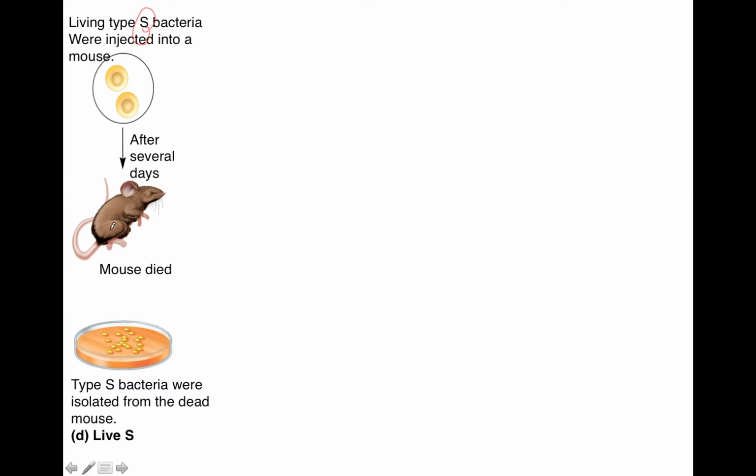If you take some blood samples from this mouse and culture the bacteria from it, you were able to recover some S bacteria, some smooth bacteria from this culture, from this mouse. Okay? So you were able to recover some live S bacteria. You put live S bacteria in, you got some live S bacteria out again.